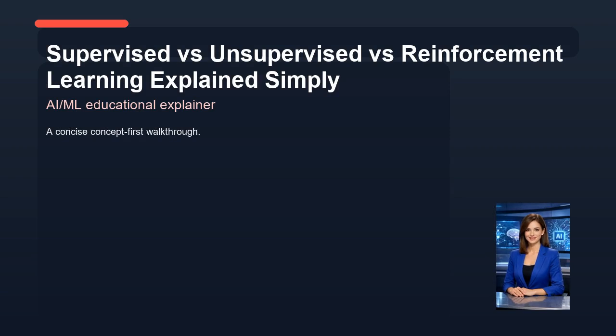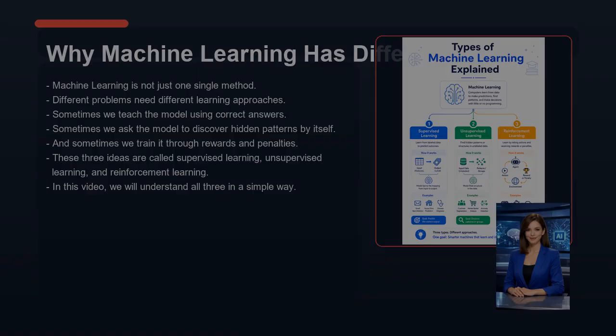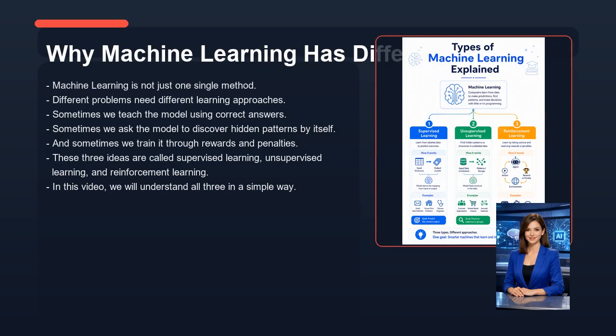AI/machine learning educational explainer. Now let's look at why machine learning has different types. Machine learning is not just one single method. Different problems need different learning approaches. Sometimes we teach the model using correct answers. Sometimes we ask the model to discover hidden patterns by itself. And sometimes we train it through rewards and penalties. These three ideas are called supervised learning, unsupervised learning, and reinforcement learning. In this video, we will understand all three in a simple way.